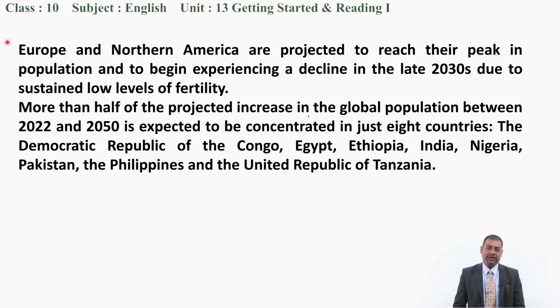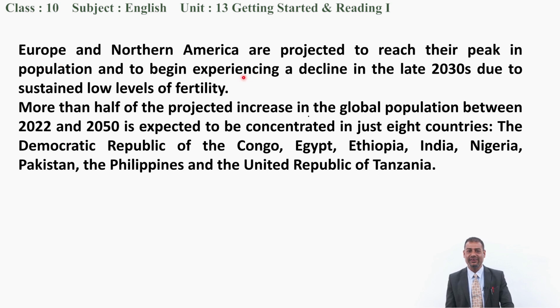Now, Europe and Northern America are projected to reach their peak in population and to begin experiencing a decline in the late 2030s. See, in the late 2030s, the population of these developed countries, Europe and Northern America, will be less, due to sustained low levels of fertility. What is the reason? Low levels of fertility.